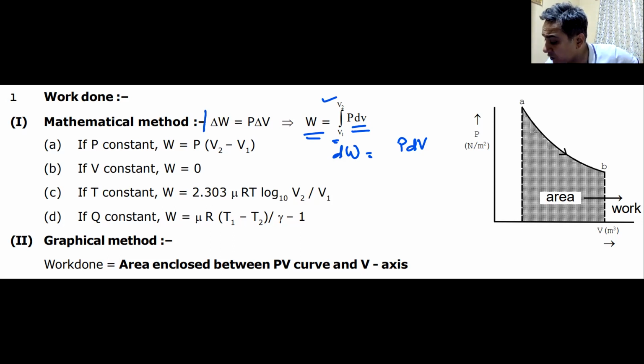Or you can also write work done, delta W, as P into delta V, where P is the pressure, if the pressure is constant, multiplied by delta V. Delta V is the change in the volume. Do we understand this?